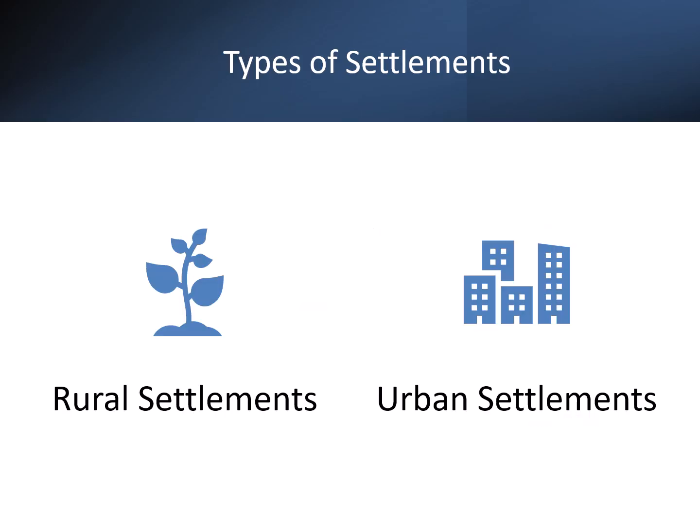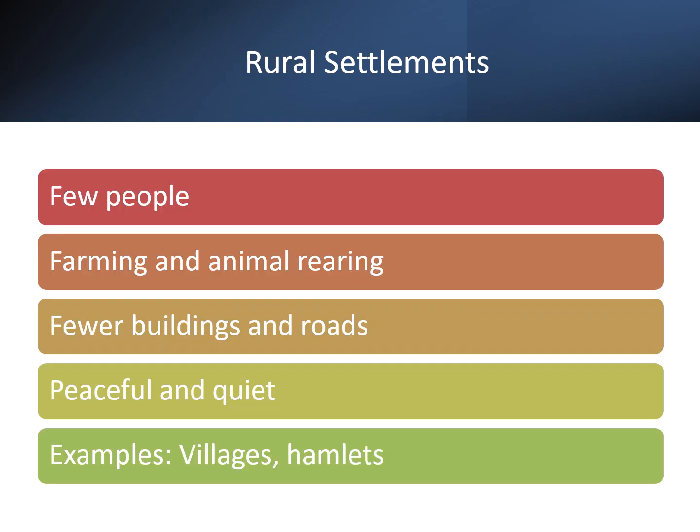There are two types of settlements: rural settlements and urban settlements. A rural settlement is an area where people settle in the country areas. In this area, you have few persons living there, and their main source of income is from farming and animal rearing. There are fewer buildings and roads, and it's pretty peaceful there. And some examples of that would be villages and hamlets.